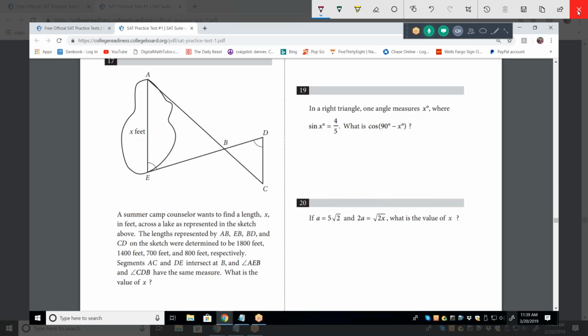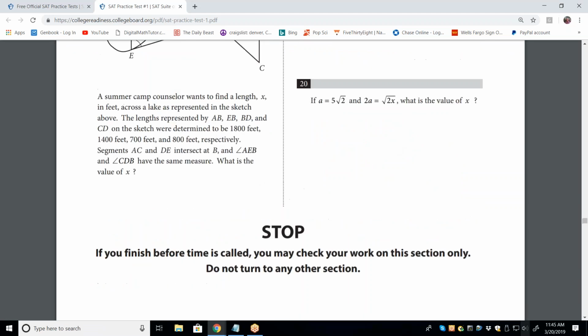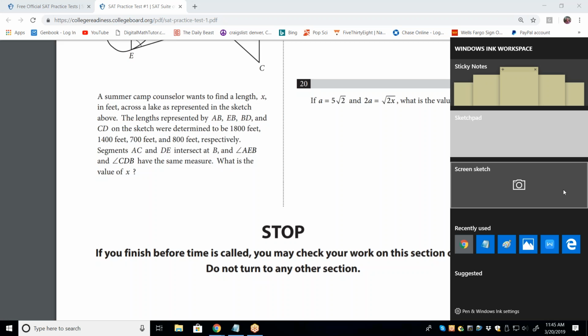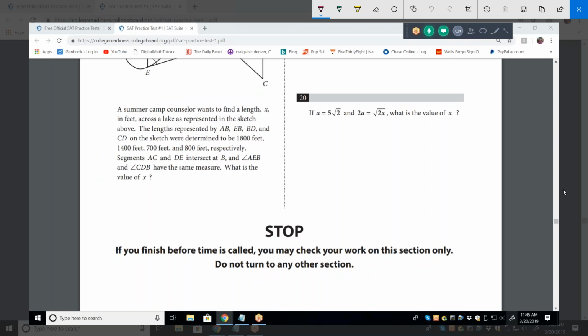Number 20 here. Let me scroll down a little bit so we get a little bit more writing room. All right. What is the value of x? Now, notice this is the last problem of the grid-in section, so this is maybe going to be hard. They don't have that many grid-in problems. They go from 15 to 20, I think, so they only have like 6 of them. So you're probably going to have 2 easy, 2 medium, and 2 hard.